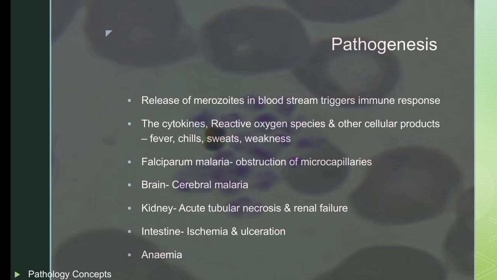In the brain, it causes cerebral malaria. In the kidney, it causes acute tubular necrosis and renal failure. In the intestine, it causes ischemia and ulceration leading to GI bleeding and bacteremia. Anemia is dependent on the degree of parasitemia. The causes of anemia here are hemolysis, phagocytosis of parasitized RBCs, and ineffective erythropoiesis.